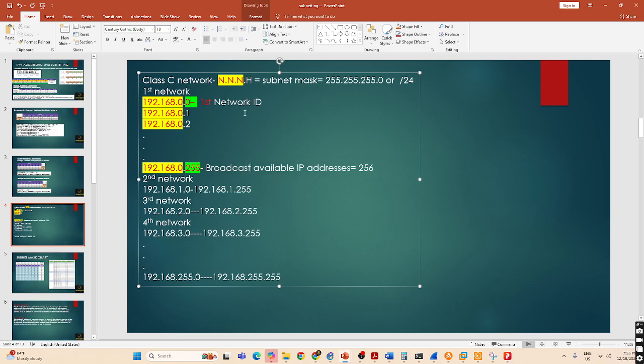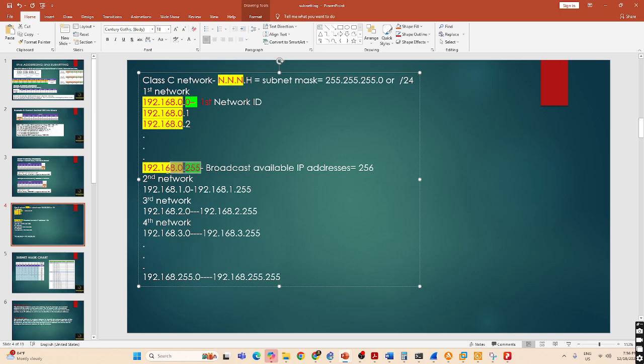So network ID, what is the meaning of network ID? It will identify the network portion. So which network I belong to. There are different networks, so I belong to which network? I may belong to this 192.168.0.0 network, like that. So it will identify the network portion in this network range. There is a networking range, and this whole range needs to be identified. So the network ID will be identified.